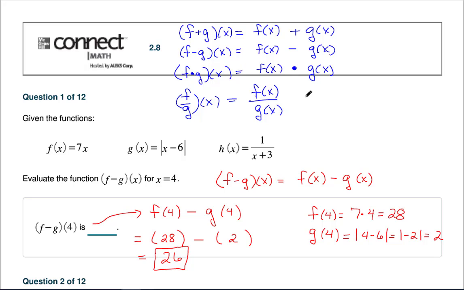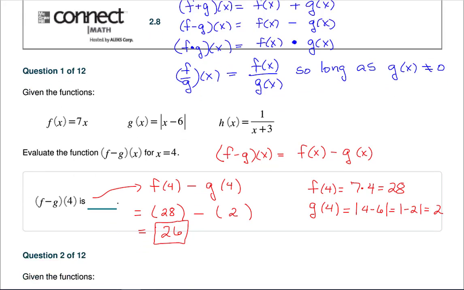Now, this works so long as g is not 0. Because if g were 0, it would make the whole thing undefined. So these are the easiest of the 4 ways to combine two functions. We'll see the 5th way a little bit later in the problems.